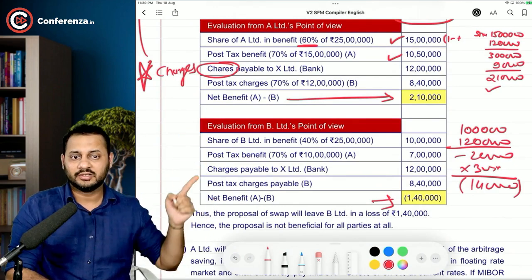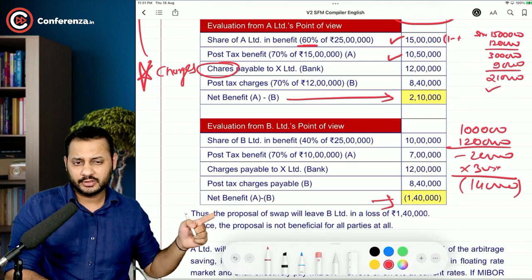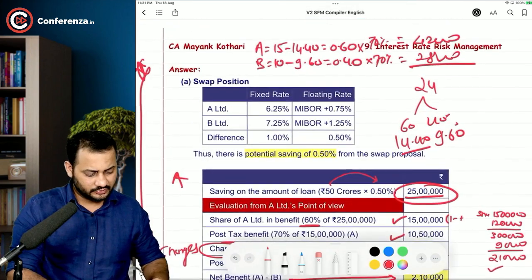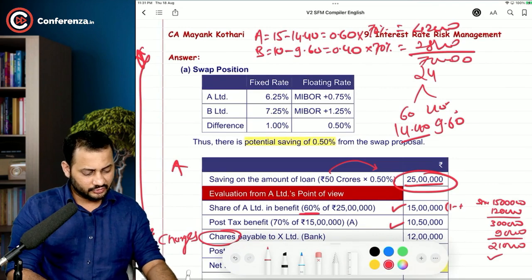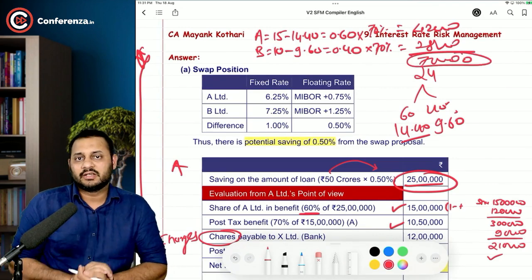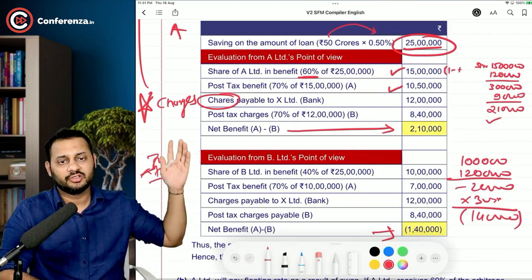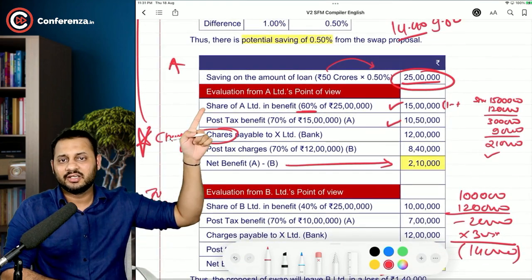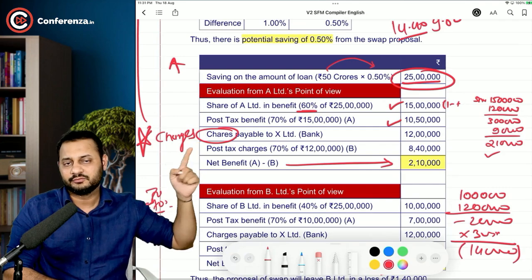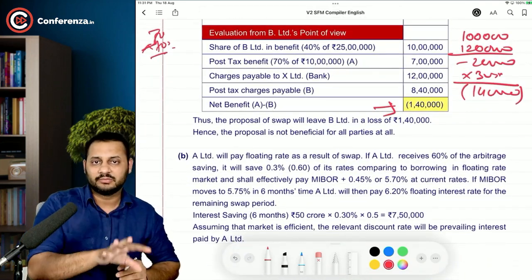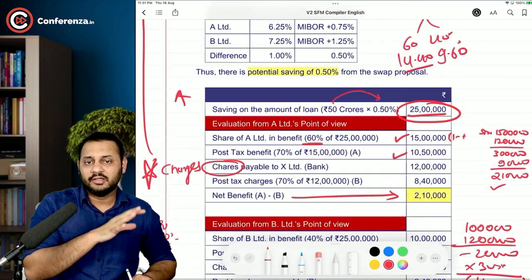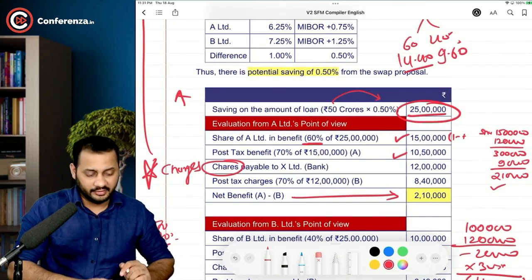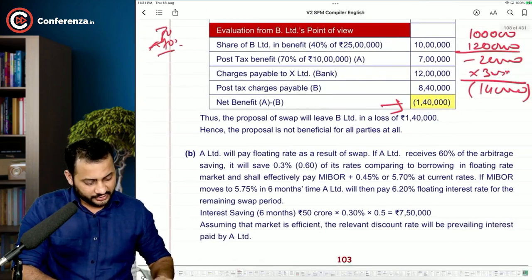If you do the total, 2,10,000 and 1,40,000, the total will come to 70,000. So the net benefit to all of the parties is 70,000, but that's what is happening wrong here. Instead of distributing the benefits and the charges in 60-40, what they have done is he has taken the gain of 60%, but the charges of 50% only. That's where the entire thing went wrong. Otherwise, possibilities are there. The only obstacle in this entire agreement is the charges of Mr. Intermediary.